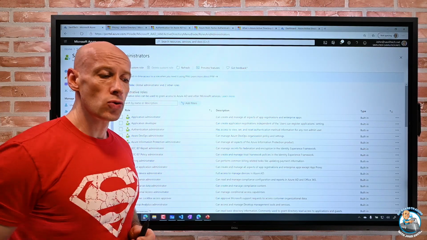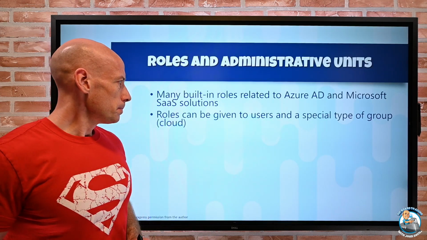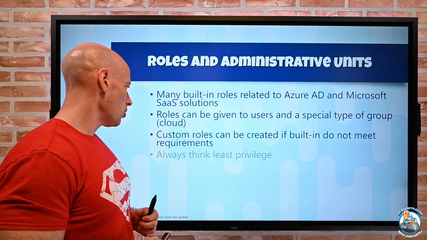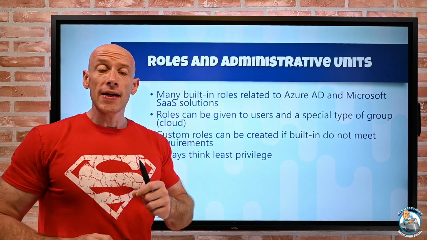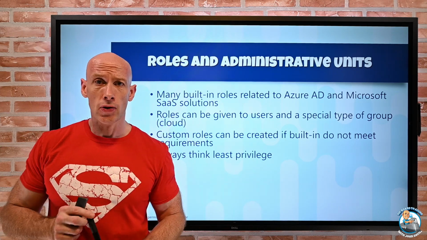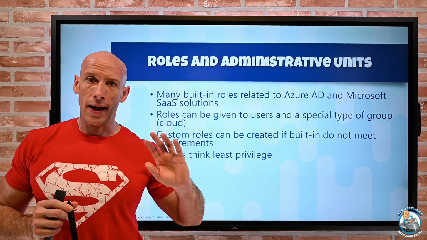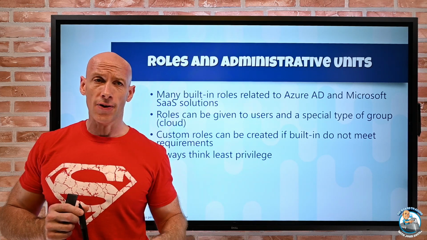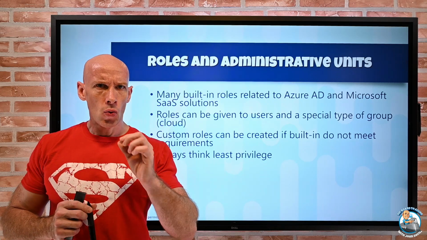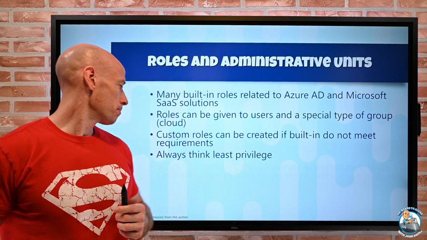But I do have those special types of groups as well. So here's that kind of give it to users, special type group, create custom roles. Always think least privilege. Sure, if I give someone global administrator, I'm sure they can do whatever task I need them to do in Azure AD or Office 365, but I've given them way more than what they actually need. What do they actually need to do the job? That is the role I should assign.